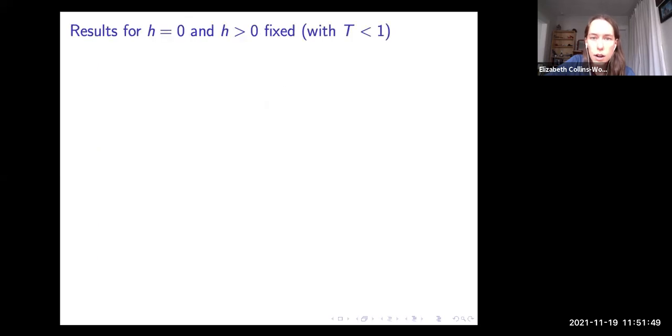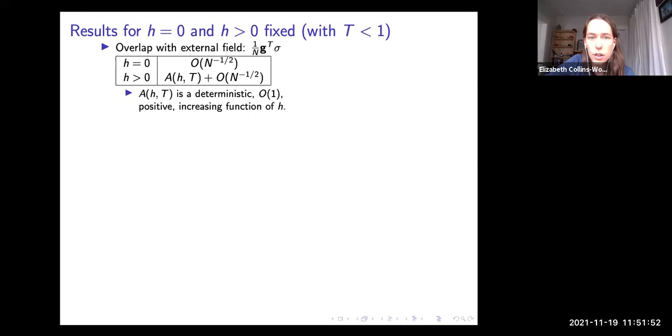All right, so here are the initial results for these two cases. We look first at the overlap with an external field. When H is equal to zero, the overlap is very close to zero, as you would expect, right? There's no external field there, so that's going to be close to zero. But when H is greater than zero, we see that the overlap with the external field is given by this function, which is of order 1, and in our paper there's an explicit expression for that function, but it's an increasing function of H.